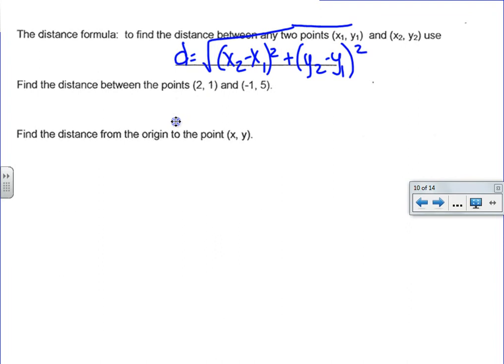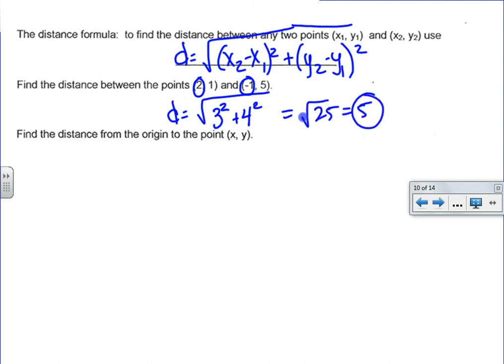So find the distance between these 2 points. Now I kind of cheat, and instead of using the full-blown formula, I just think about distance itself. So between 2 and negative 1, that's 3 units. It doesn't matter if I put 3 or positive 3 or negative 3, because I'm going to square it in a minute. And 1 to 5 is 4 units. And again, it doesn't matter if I put positive or negative, because I'm going to square it. So this ends up being the square root of 25, which is the answer 5.